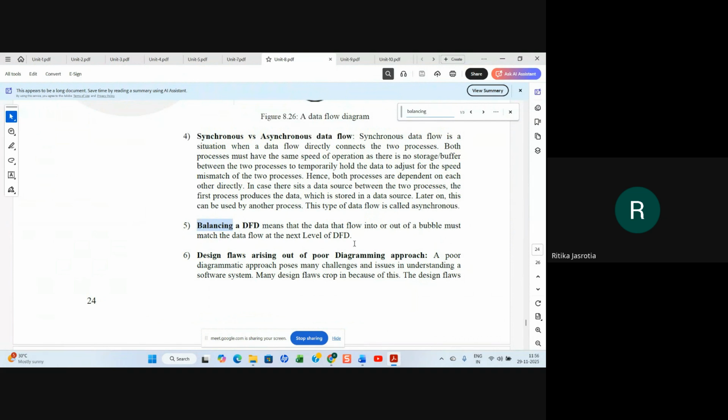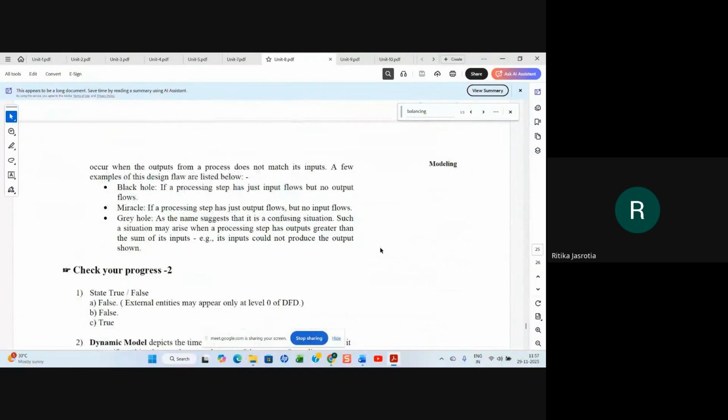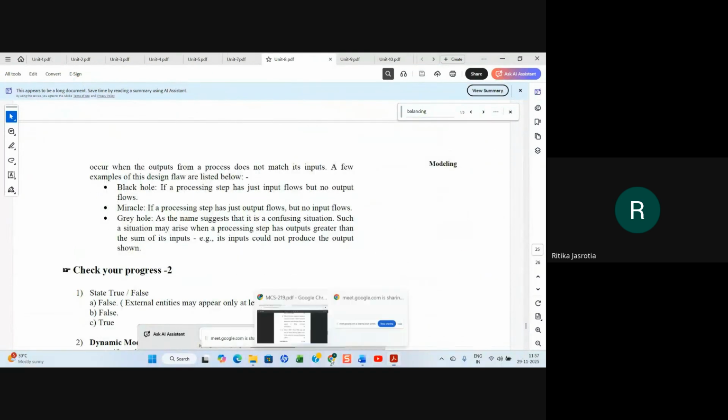So if you are making, in one level, a login or register or make payment or whatever, that should match, or that should flow to the next level of the DFD. That should match the flow. That is what they are saying. So that is balancing a DFD, right?